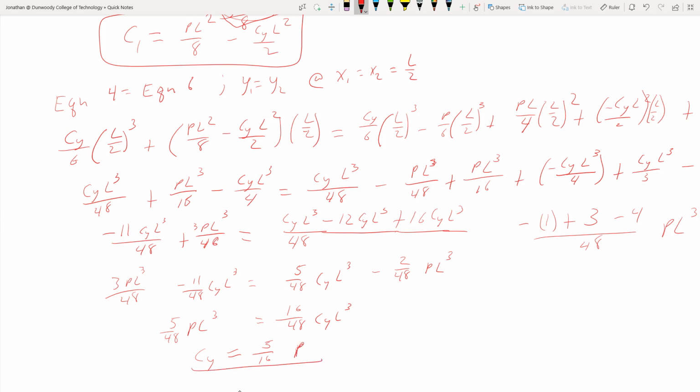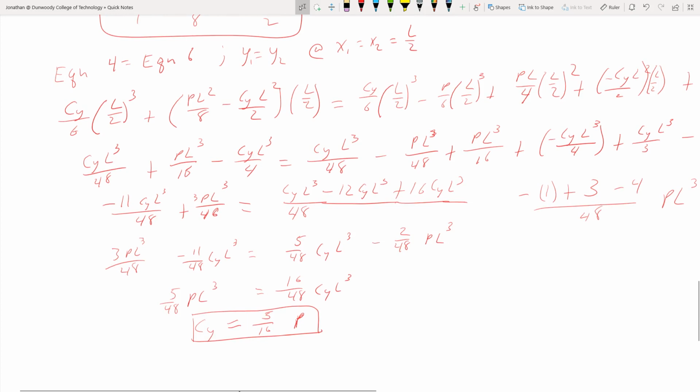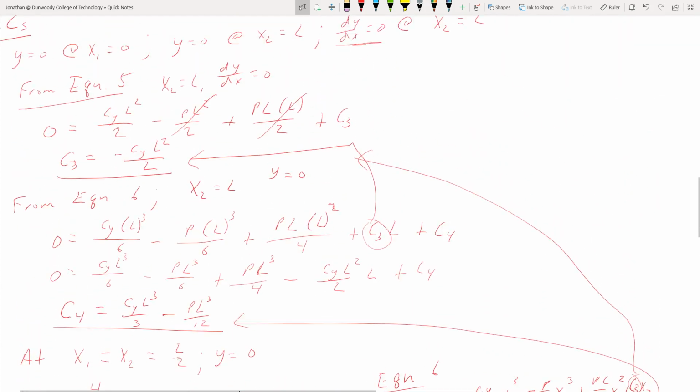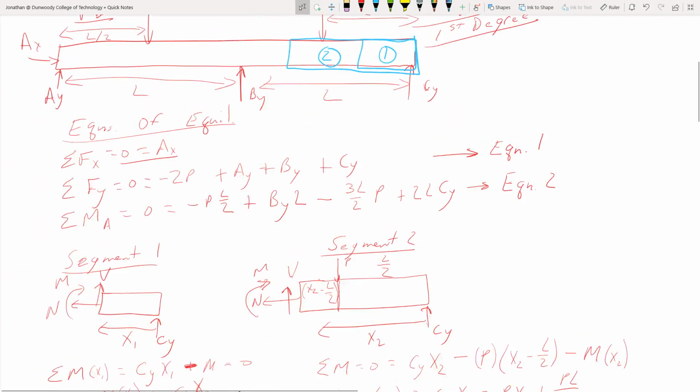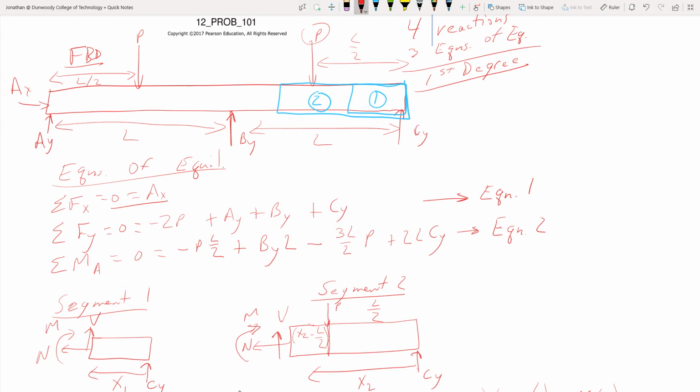So there's one of my reactions I found using all of those boundary conditions, continuity equations, etc. So there's that one. Whew, that was a lot of work. Now what am I going to do with that guy? Well, I found a CY, so I need to go back up here. There we go. So our equations of equilibrium back here. Now I can fill CY in here. So we'll solve AY and BY as a result.